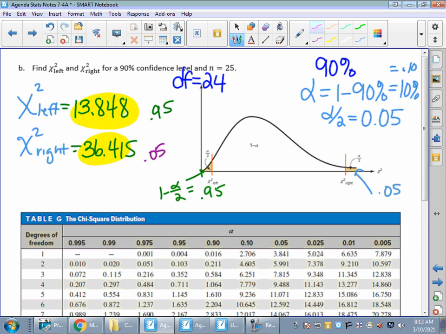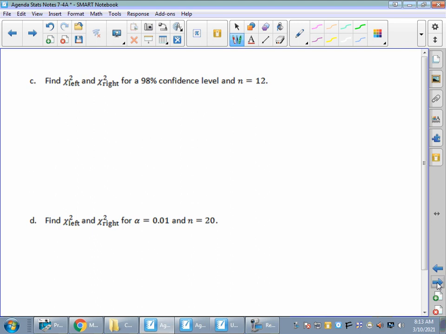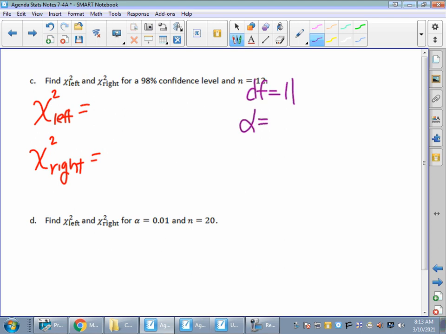Let's do this last one real quick here. I didn't put a picture next to this one, so let's just do C. It says to find the chi-square left and right for a 98% confidence level. So chi-square left. You need to make sure you differentiate which one's right and which one's left. I know it's a pain, but write it down. So degree of freedom equals 11. Alpha equals 2%, right, or 0.02. Everybody knows where alpha's coming from, right? Hopefully we've got that part. So alpha over 2 is equal to 0.01.